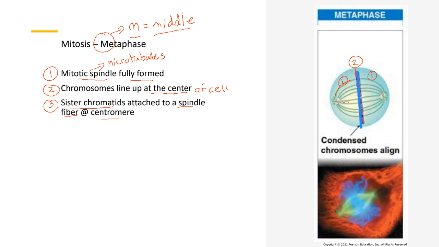Number 3. You see how all of these things here, for example, this one is attached, this spindle fiber is attached to the centromere of a chromosome.